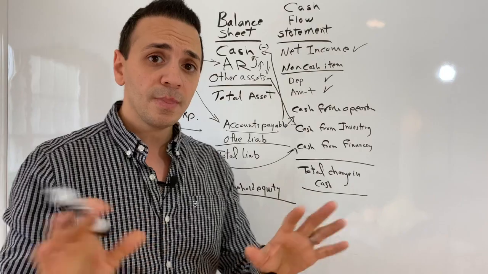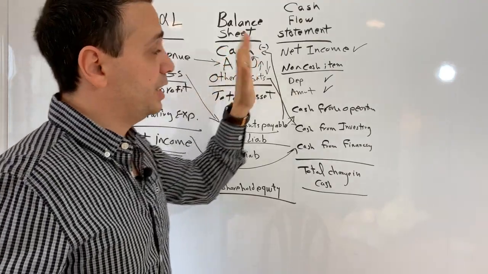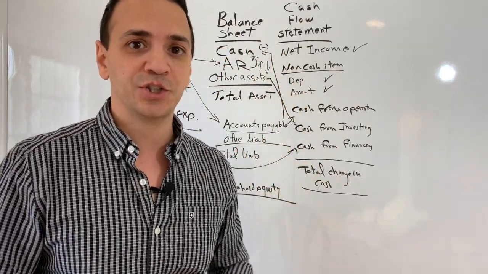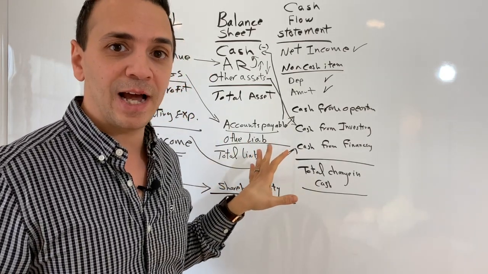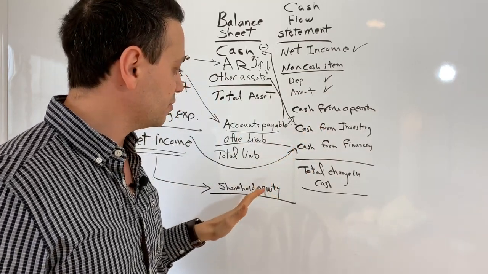Come on. And so this is the relationship between the P&L, balance sheet, and cash flow statement. Interviewers nowadays love to ask this question in an accounting or finance interview. So now you know how the data flows through the three financial statements and the relationship, and you're able to address that question.